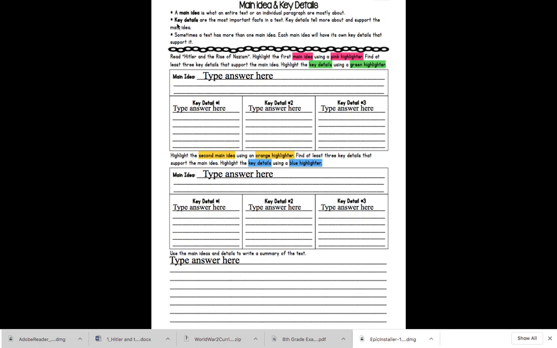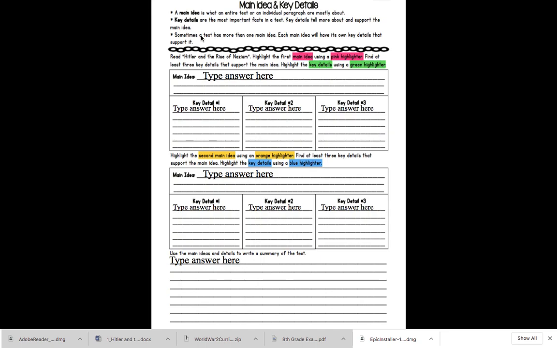If you remember back to the research paper, the main idea is essentially your claim or your thesis, and then the key details were all the points and all the evidence that you use to prove your claim. That's essentially what main idea and key details are. All right, we've got the claim, the main idea, and then all these key details that support it. So I have the directions here.